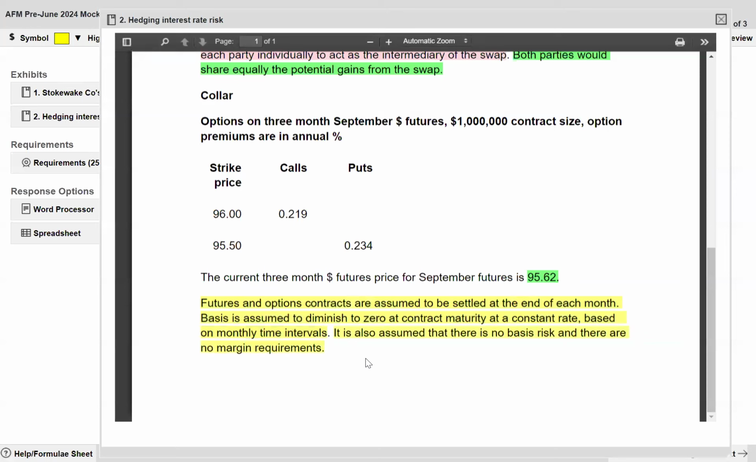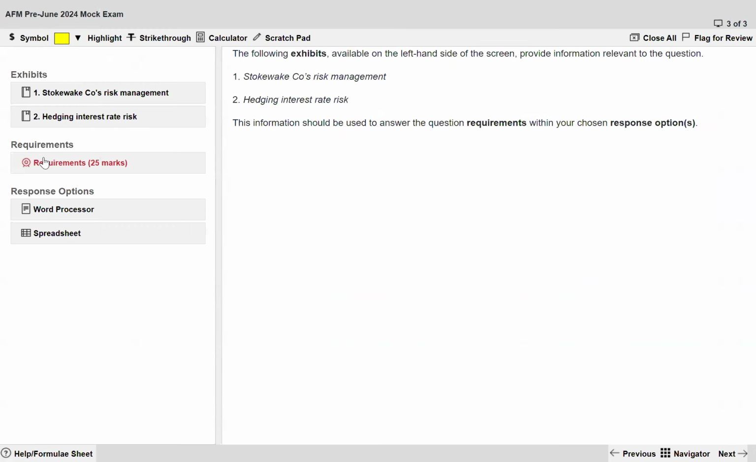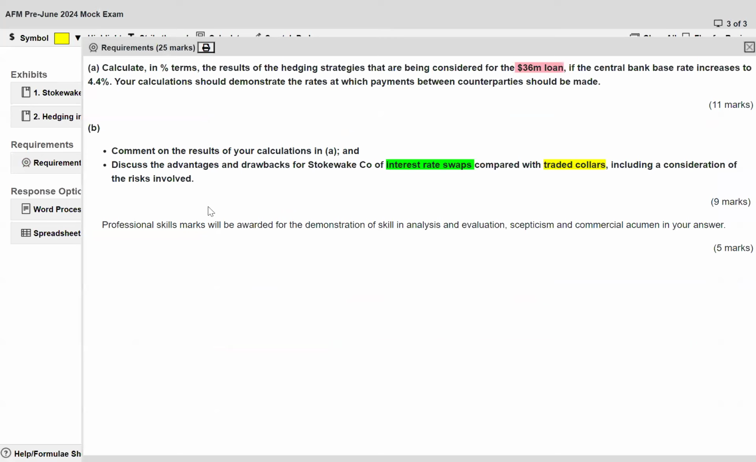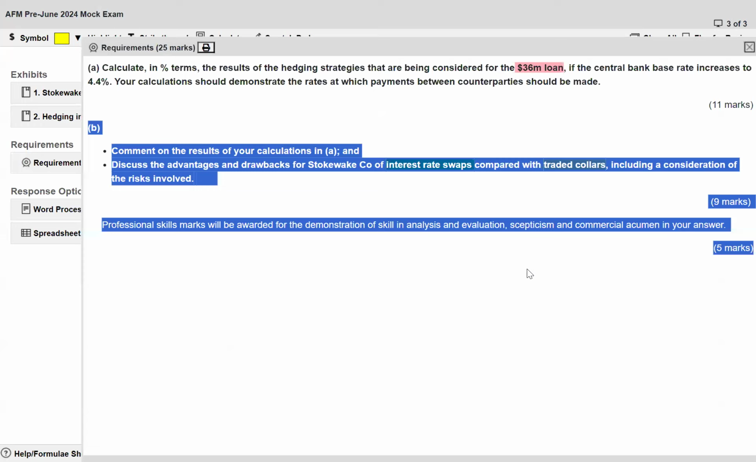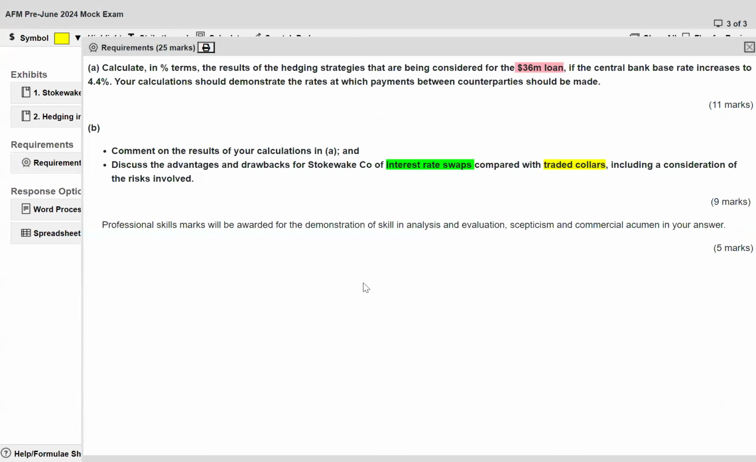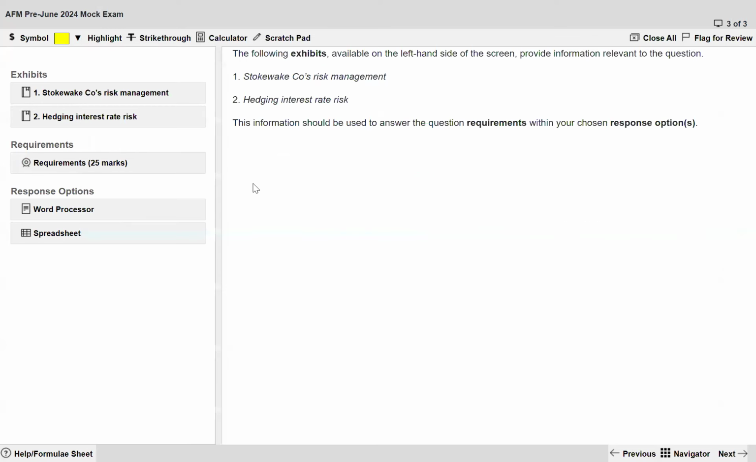In this case, the question did not ask you for assumptions, so they have given you all of the assumptions. It's important to know that since you are going to calculate and possibly come to a comment in part B for 9 marks, you should put all those things, including what has been given as assumptions, in that part B, so that you make sure you get your marks for the 5 marks for professional skills. So let's look at how this is going to be done.